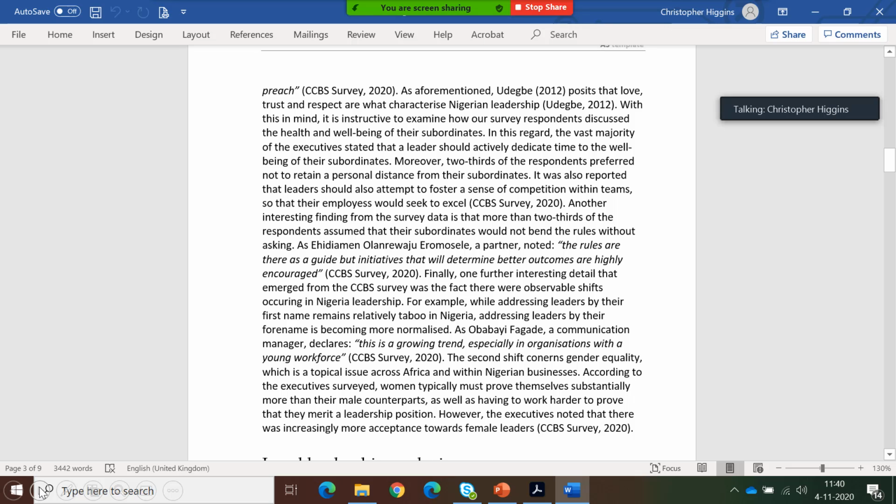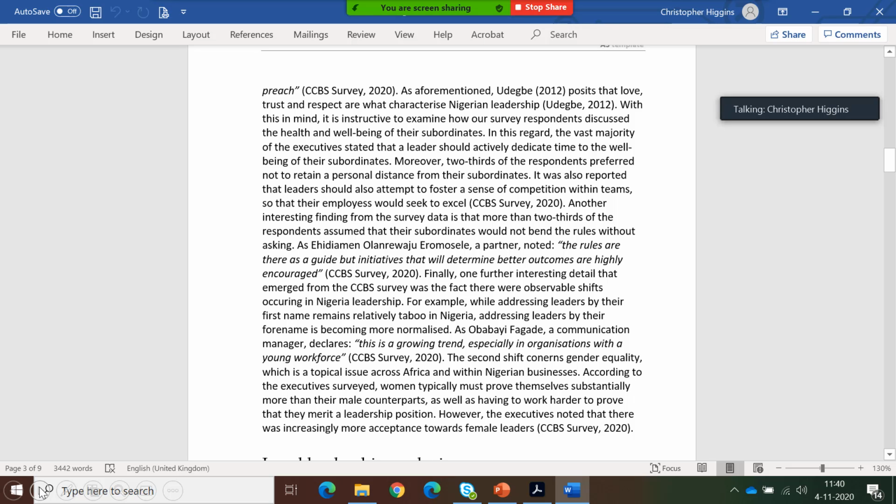And they're also then giving some summary. So they say it was also reported that leaders should also attempt to foster a sense of competition within teams so that their employees would seek to excel. They then move on by saying another interesting finding from the survey data is that more than two-thirds of the respondents assumed that their subordinates would not bend the rules without asking. What do you want to see at that point? Well, hopefully you guys should be very clear now. You want to see a direct quote that illustrates that. They link it to a specific person. I'm not going to read the name because my pronunciation is terrible, but they then give a direct quote from that person. And again, they have enumeration.